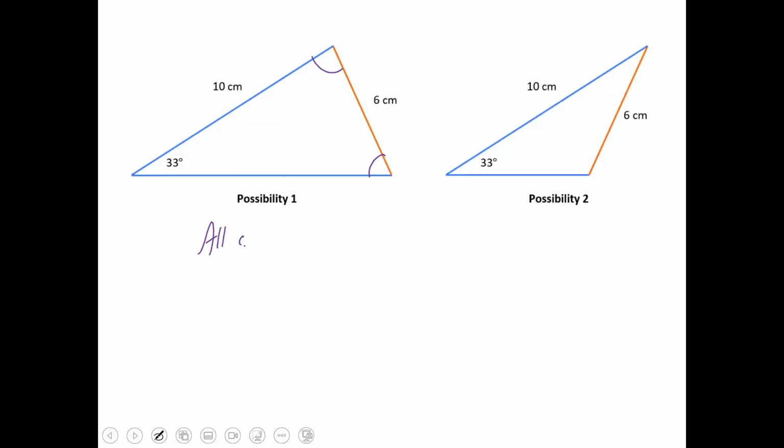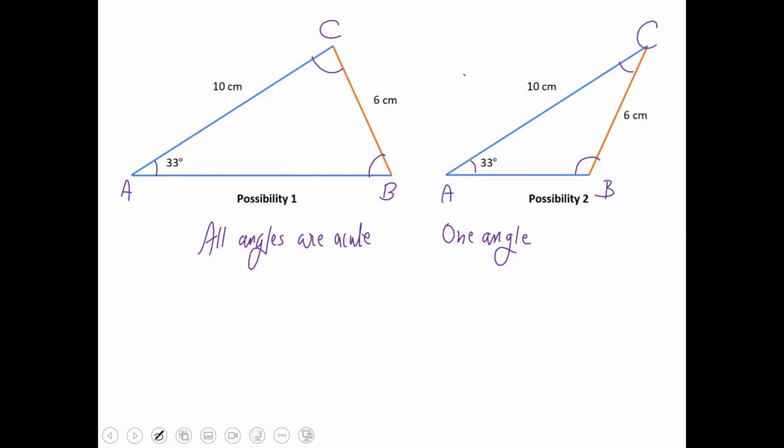All angles are acute. Achha, now look here. Here, one angle is obtuse. Let me mark here A, B, C. Here it is, A, B, and C.